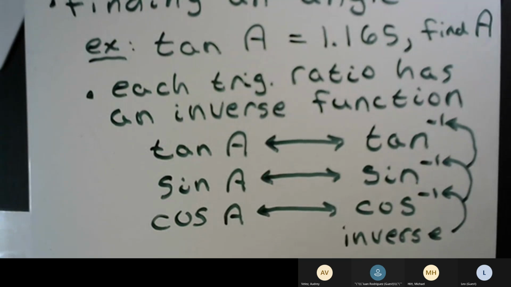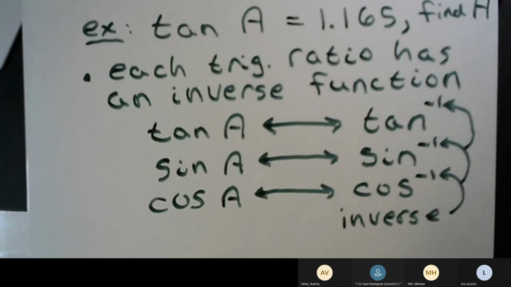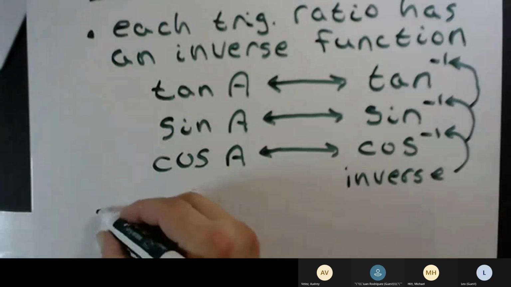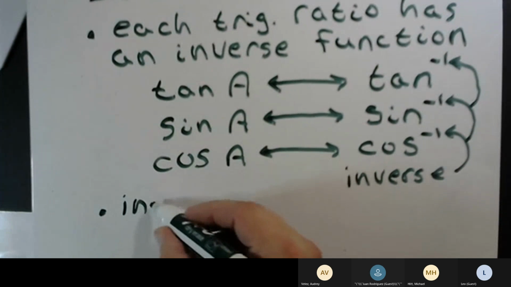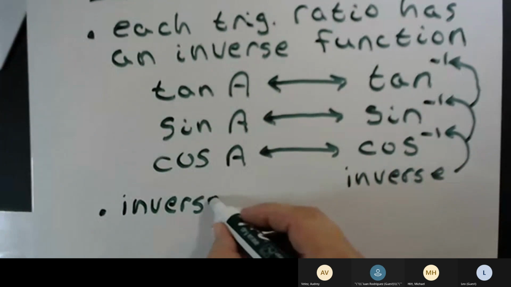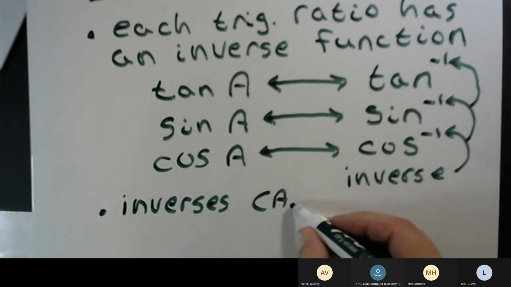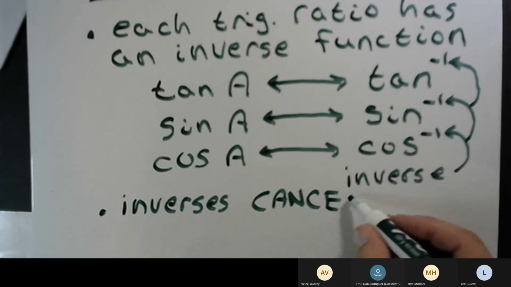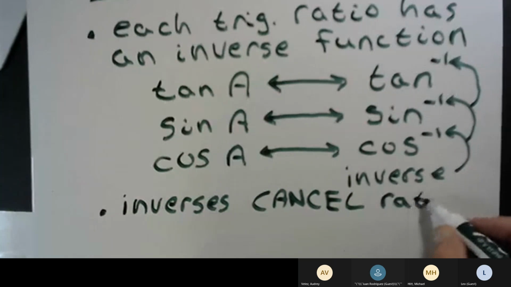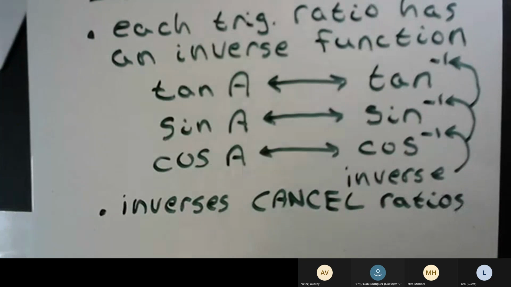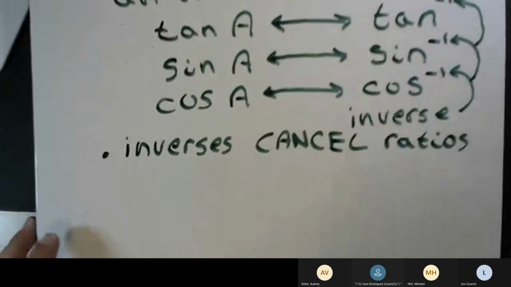So how do we use these? How are these going to help us find this angle? Well, what we want to do is remember that inverses cancel the ratios. The inverses cancel the ratios. So this is like cancellation we did in algebra. Now they have to match up, like only cosine and cosine inverse cancel. But this is how we solve this question.